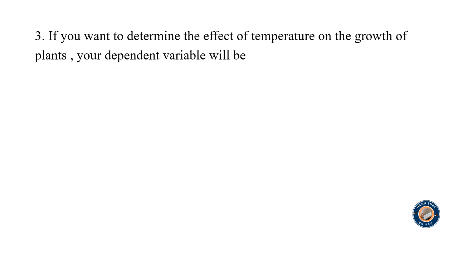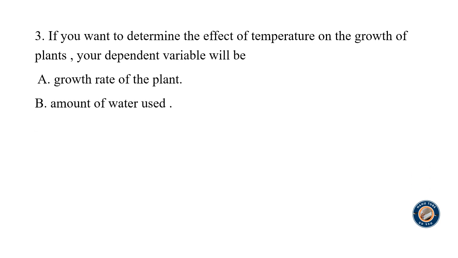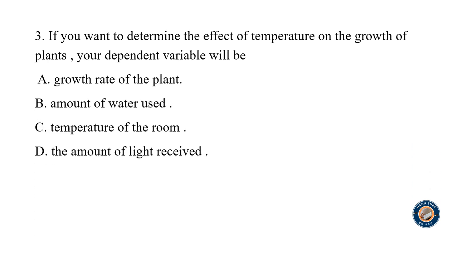Question number 3. If you want to determine the effect of temperature on the growth of plants, your dependent variable will be A. Growth rate of the plant. B. Amount of water used. C. Temperature of the room. D. The amount of light received.